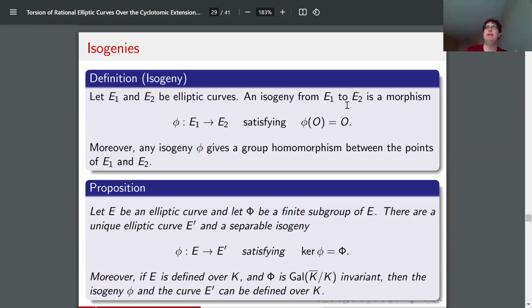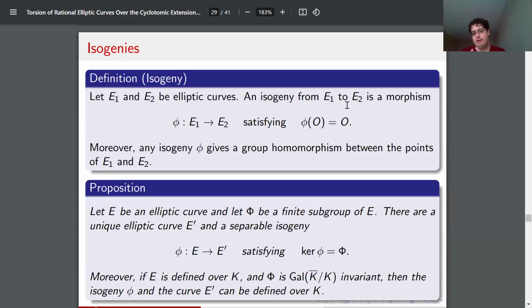So we already saw what E prime defined over K means. It's that the coefficients belong to K. But the isogeny phi defined over K means that, remember, an isogeny is not just a group homomorphism. It's like a rational function. So being defined over K means that the coefficients of those rational functions can be chosen from K.